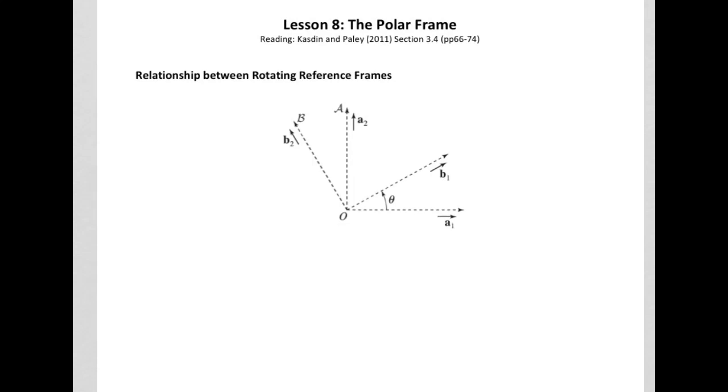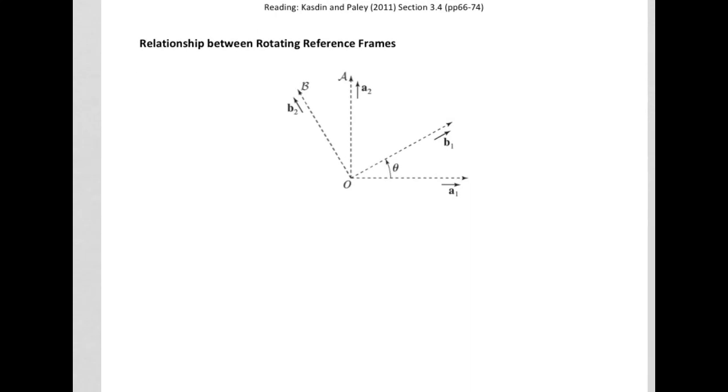So here in this diagram that I took from the book, we have two reference frames. We have a reference frame A, we have a reference frame B. Our basis vectors in A are A1 and A2, and then our basis vectors in B are B1 and B2. And you can see that the reference frame B is rotated an angle of theta, that's a positive theta, so counterclockwise, and that's in the A3 direction, a positive theta with respect to reference frame A.